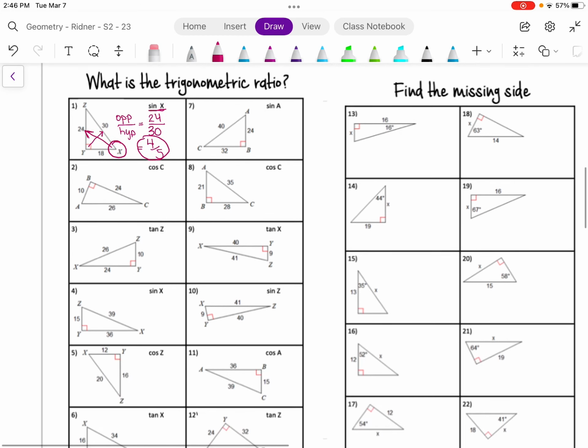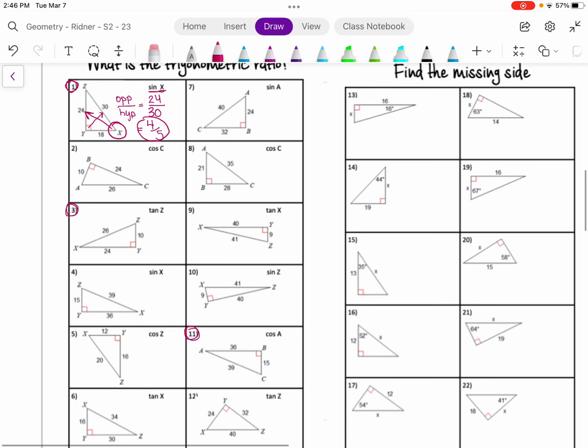Okay. So what if I said tangent? So I'm going to look at number 3. So I'm going to do number 1, number 3, and I'll do number 11. And then you can reference all the rest of them in this book. I will complete them, and you can go to class notebook and look at them. Okay? So for tangent Z, here's Z. Tangent is opposite over adjacent.